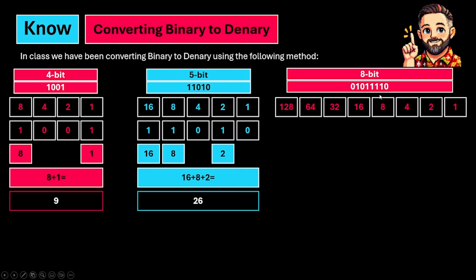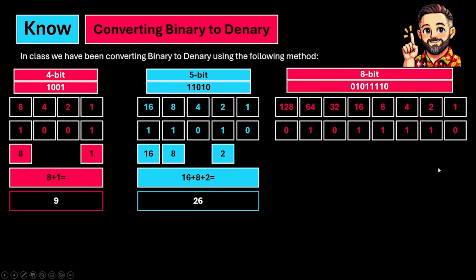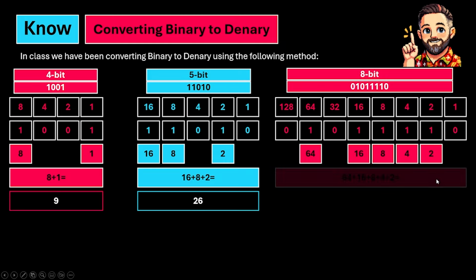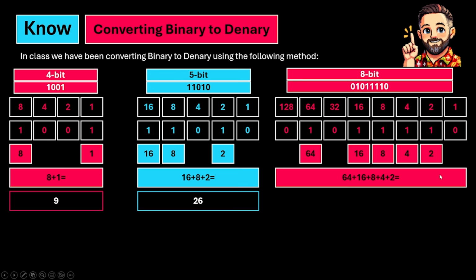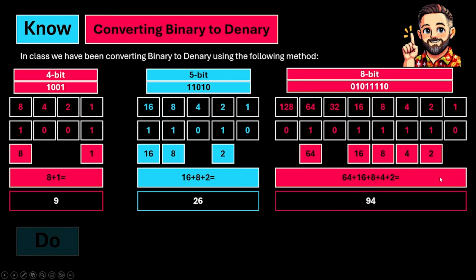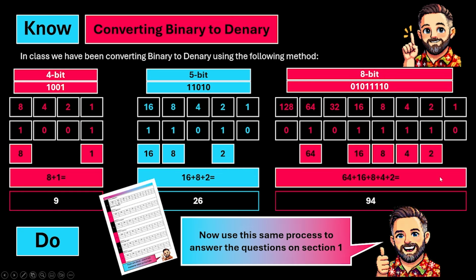So as before, we simply add in the binary underneath, and all we need to do is keep those values that have 1 underneath and disregard the rest. So we're going to add 64, 16, 8, 4 and 2 together, and that leaves us with a value of 94.